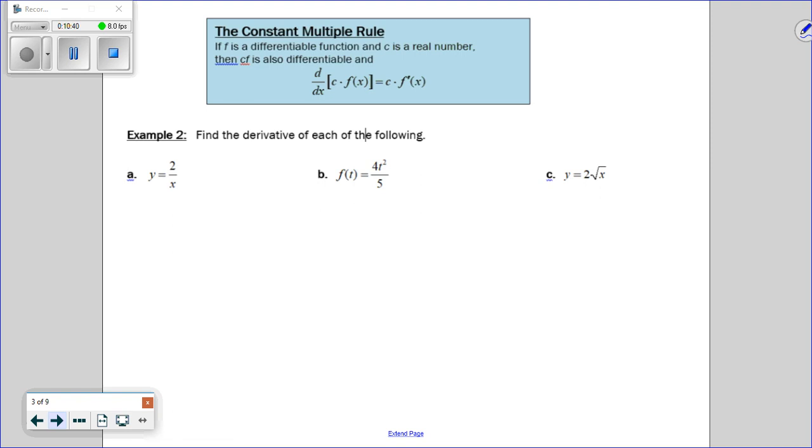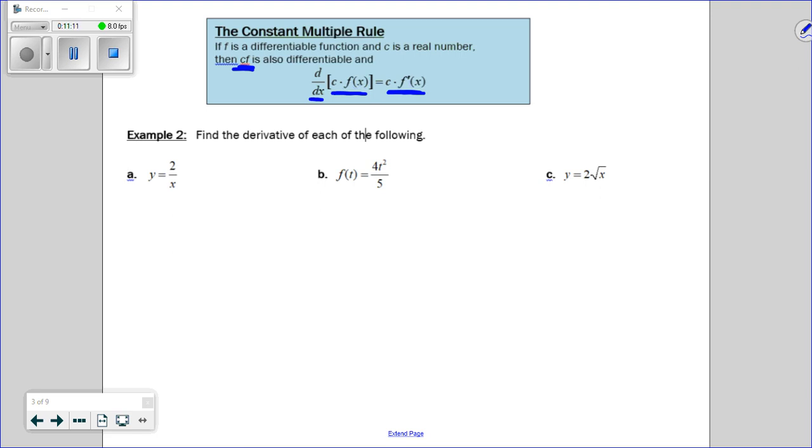If f is a differentiable function and c is a real number, then c times f is also differentiable. And the derivative of c times f of x is equal to the constant c times the derivative. So basically this is just saying that you could move the constant out front, find the derivative of the function and then later multiply it by the constant.